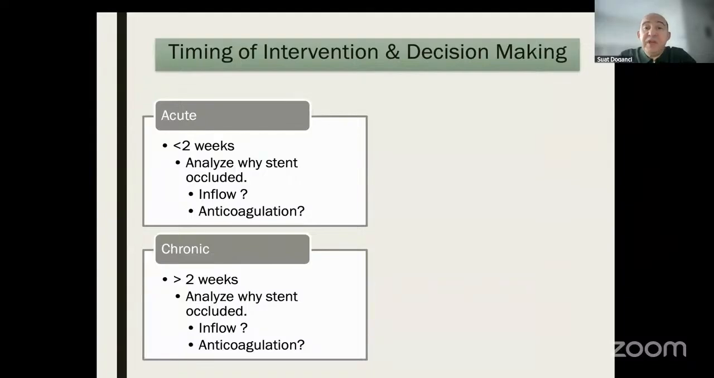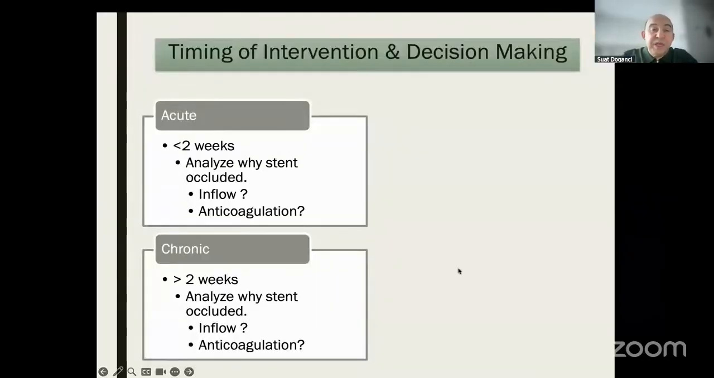And timing of intervention and decision making is really important here. If we have an acute stent occlusion and it is less than 2 weeks, we should first analyze why this stent occluded. Was it an inflow related problem? As I mentioned, if it is less than 2 weeks, we should analyze first why this stent has been occluded, whether it was an inflow issue or an anticoagulation problem.